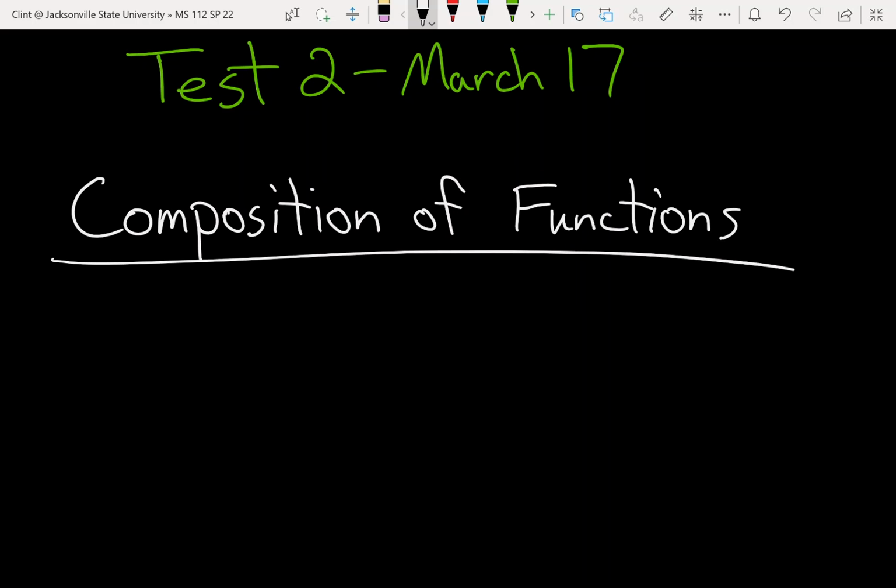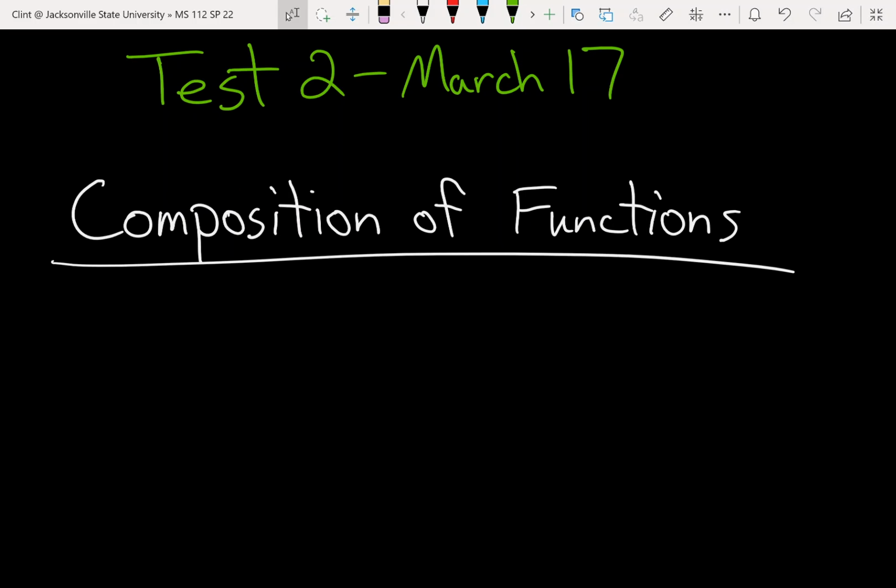And composition of functions. Okay. So the way this looks, take note because you've got to know what the notation means. I always have people that get confused with the notation. It'll look like this, and you've probably seen it before. We've got F with an open circle of G.